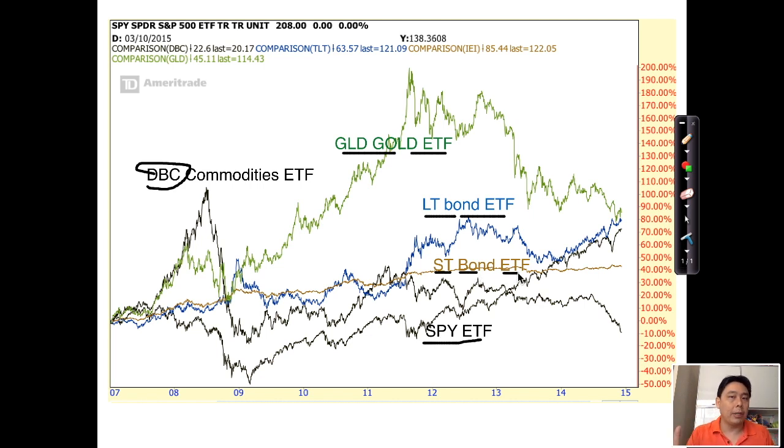All right, so notice something interesting. They move in different cycles, so if you hold a portfolio of all these assets, they tend to balance out. They tend to hedge against each other. When one goes down, the other goes up, you still make a net gain.